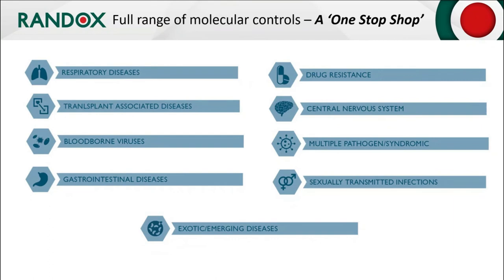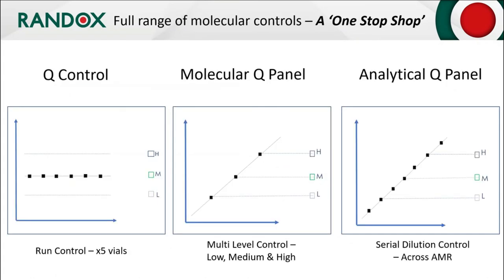We provide multiple pathogen or syndromic panels, so kits that have multiple analytes combined into single samples. We cover sexually transmitted infections, things like CTNG, Mycoplasma genitalium, Trichomonas vaginalis. And then, excitingly this year, we have some new exotic and emerging diseases, maybe not too applicable for the United Kingdom or this part of the world, but we do have the availability of things like Zika and dengue should it be required. I know some blood banks do run those at some reference sites anyway.